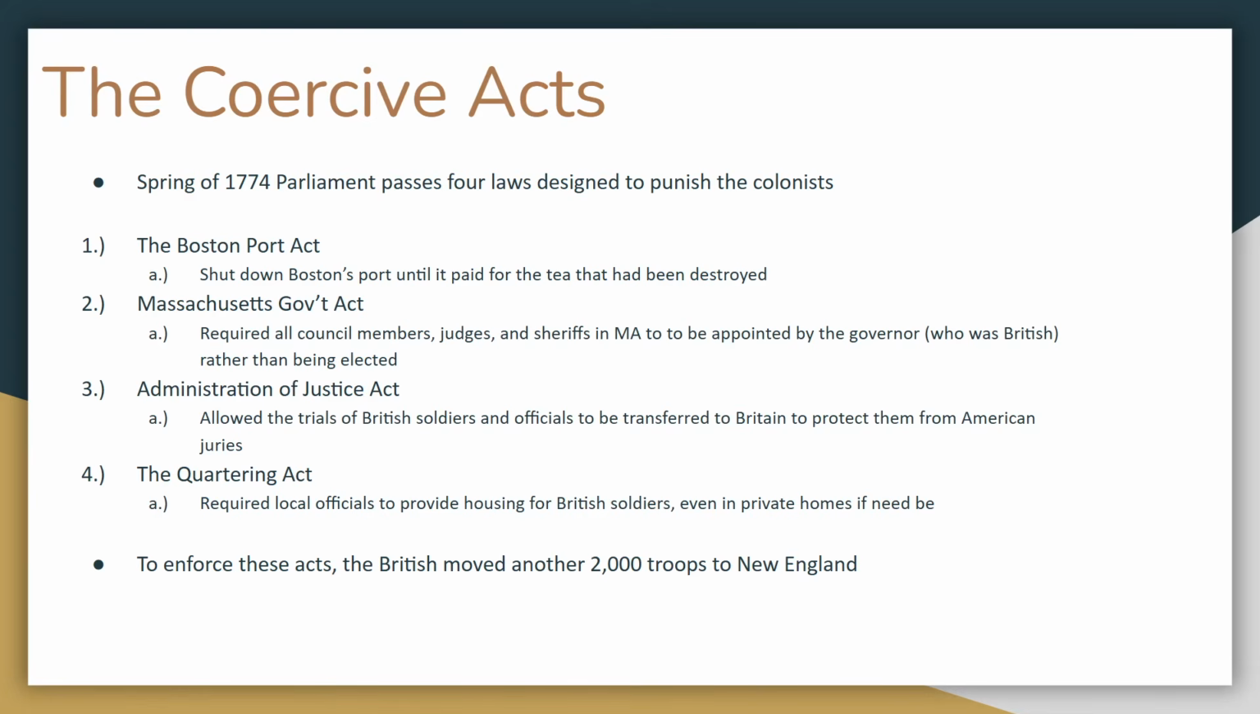The Massachusetts Government Act required all council members, judges, sheriffs, and so on, everybody who is in a position of government in Massachusetts, to be appointed by the governor. And the governor, who was British, is appointed by Parliament. So transitive property says all of these people are basically being appointed by the British Parliament. There are no longer elections. We are going to tell you who's in charge, and you're going to like it. Too bad, so sad.